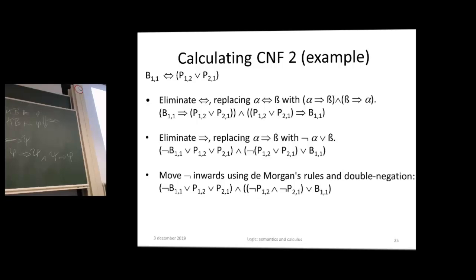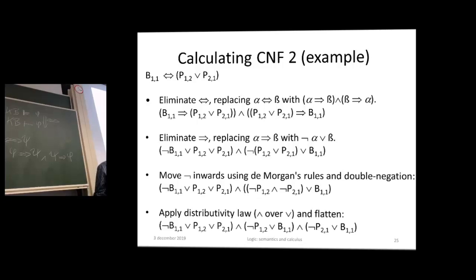Guys, please, 15 minutes. So now we have to negate P11, and we have to turn this one around. So we get this statement. Now we have to distribute the conjunction over the disjunction, which is on this side. We have a conjunction. So basically, we get those three clauses.